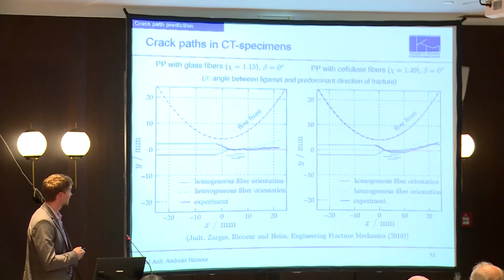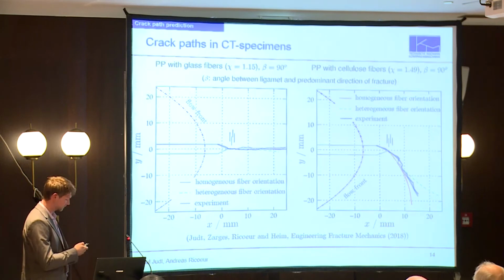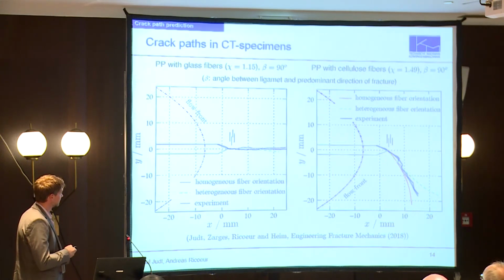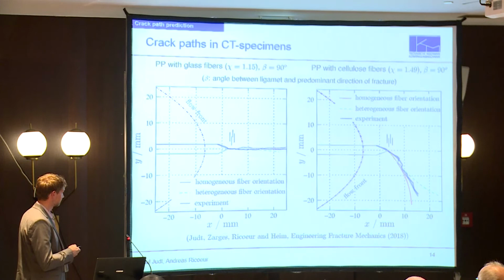The more interesting case is, of course, the 90-degree specimen. Here we have the glass fibers, and the fibers are now perpendicular to the initial notch. Here we see that the model predicts a straight crack path, or in the case of heterogeneous fiber orientation, a very slight crack deflection.